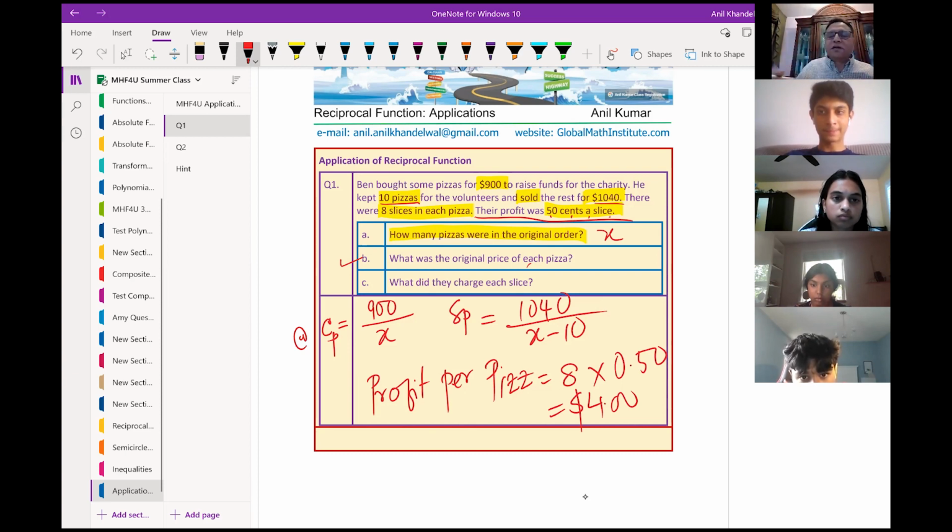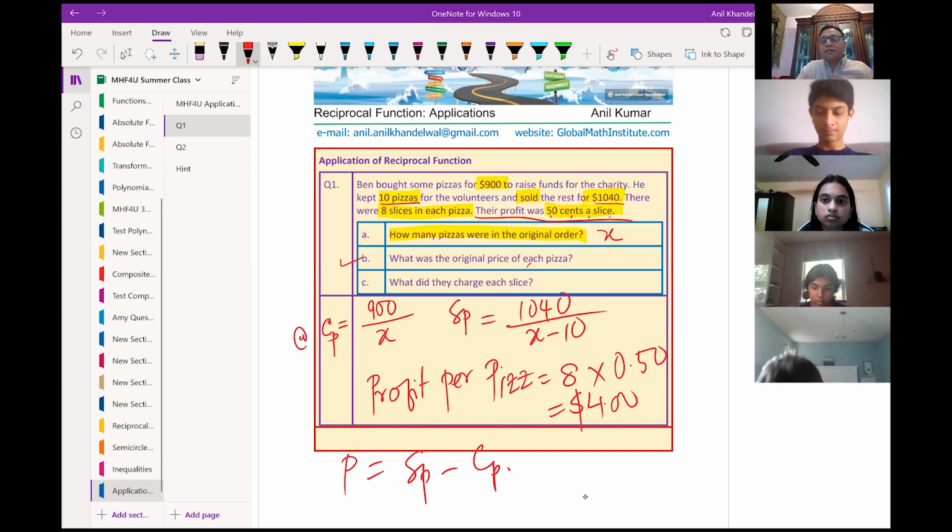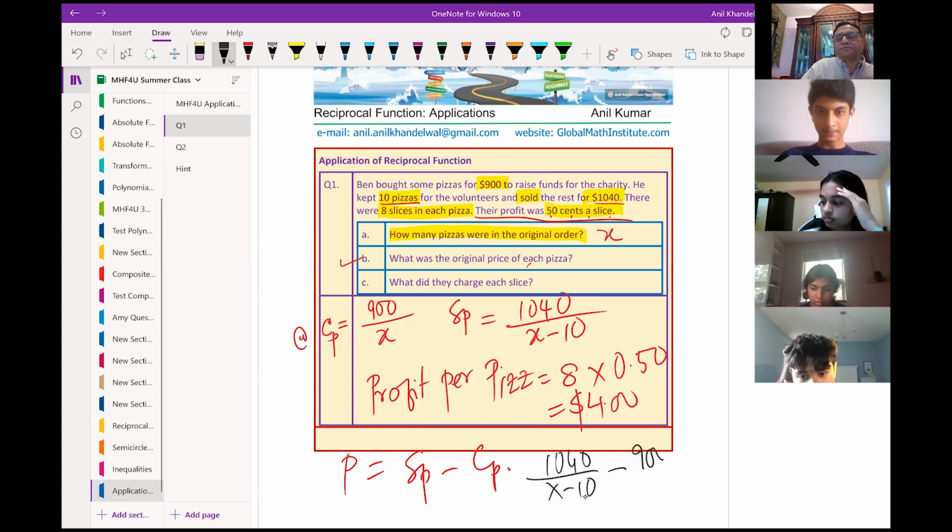And what is profit? Profit is equal to selling price minus cost price. Profit is the difference of selling and cost price. Simple. So we have an equation that selling price, which is 1040 over X minus 10, which has to be much greater, then only will you get a profit, correct? You can now write down that 1040 divided by X minus 10 minus 900 over X. We are talking in terms of pizza. Each pizza, the profit made is $4. Done. You get your equation. Is this equation clear to everyone?